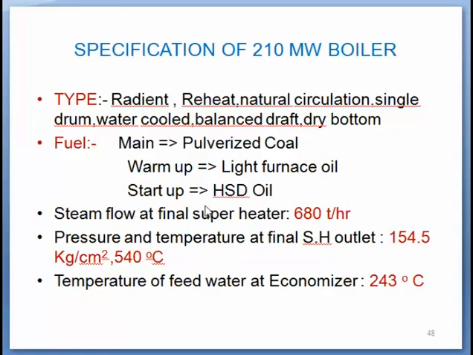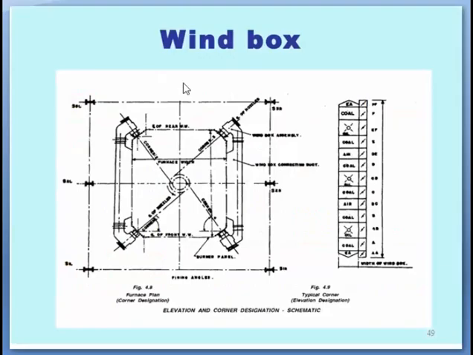This LFO is also called LDO, light diesel oil. Generally steam flow at the final superheater is around 680 tons per hour. Pressure and temperature at the final superheater outlet are 154.5 kg per centimeter square and 540 degrees centigrade. And the temperature of feed water at the economizer will be 243 degrees centigrade.